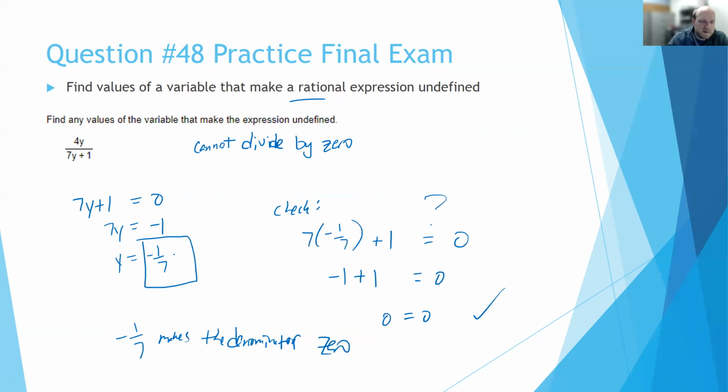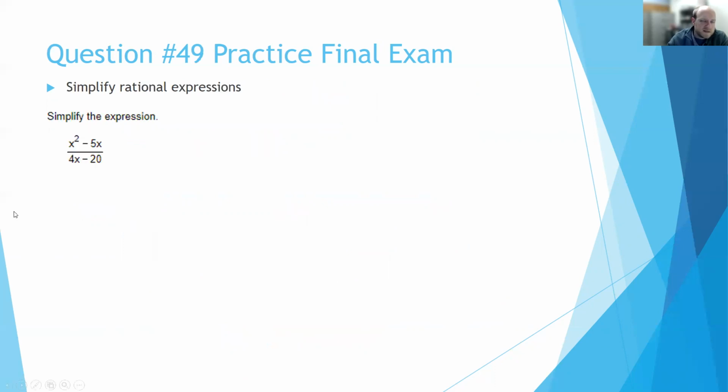So that's the value of the variable that makes this expression undefined. Let's do number 49 on the practice final exam. This is simplifying rational expressions. So again, in order to simplify, we have an addition or subtraction here, in this case, subtraction between these. Now, this would be, again, a totally different problem if it was being multiplied like this.